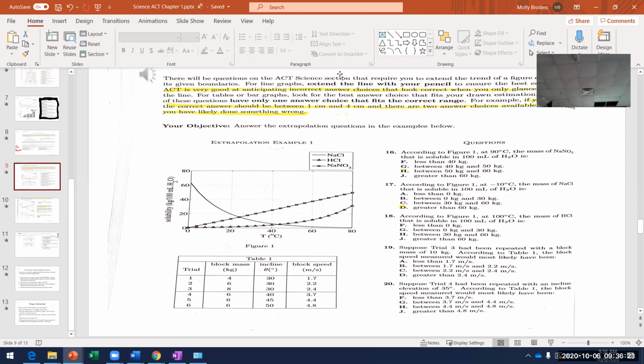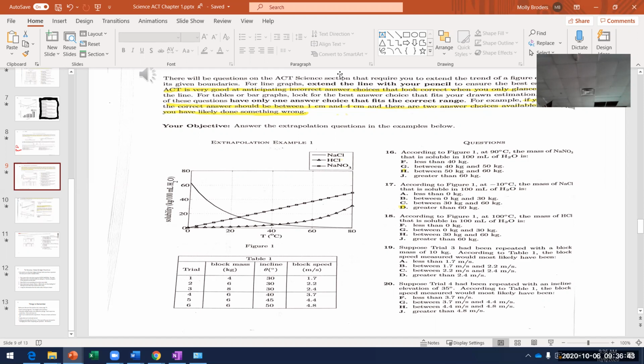For tables or bar graphs, look for the best answer choice that fits your drawn estimation. The majority of these questions have only one answer choice that fits the correct range. For example, if you deduce that the correct answer should be between 1 centimeter and 4 centimeters, and there are 2 answer choices available in that range, you have likely done something wrong.